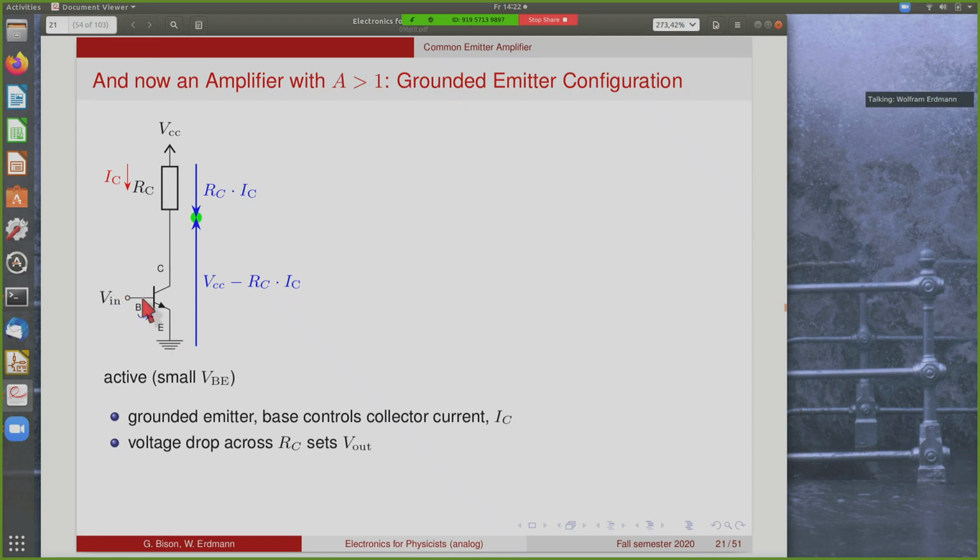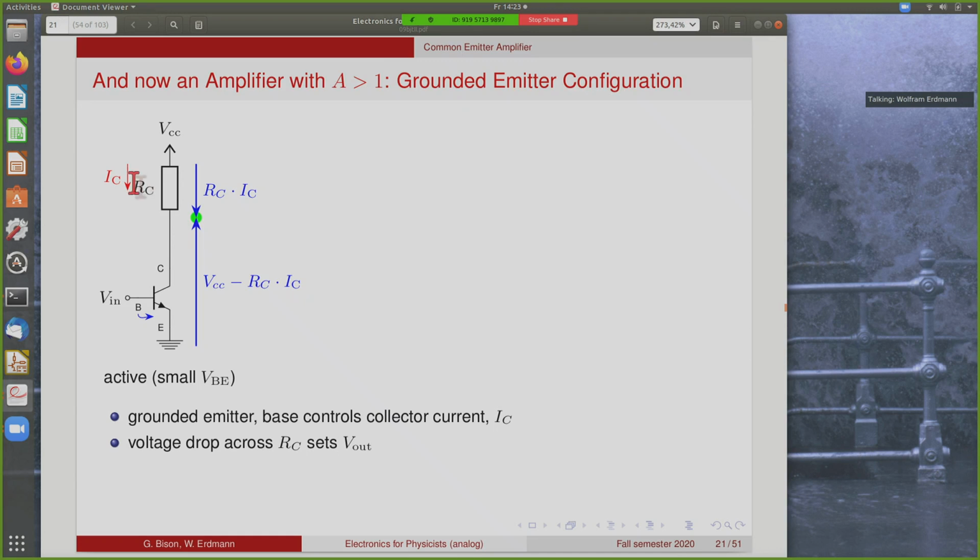The base of the transistor is considered a voltage input, and we connect a load resistance from the collector to the supply voltage here. So the transistor here is supposed to be in the active region. We have a small base emitter voltage. So the base current here now controls the collector current, and the collector current causes a voltage drop across this resistor. And that in turn sets the output voltage.